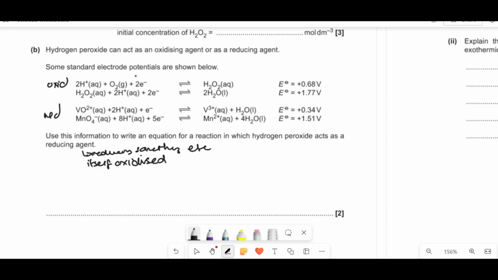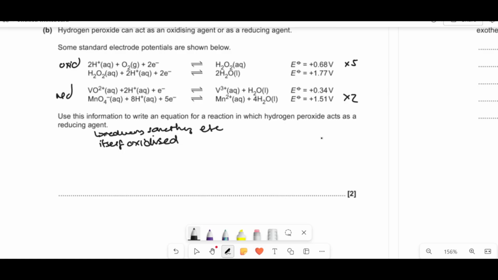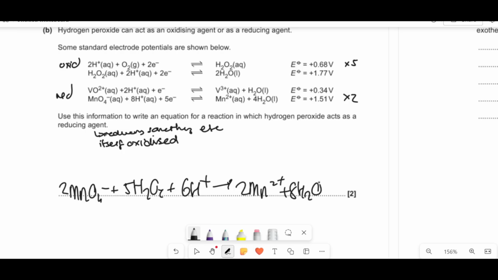So then what you do is you would times this by 5, and then you would times that by 2, and then you would combine them, and then cancel out all your H pluses and your O's. Eventually, you end up with, just for the sake of time, I'll just skip through that, 2MnO4 minus plus 5H2O2 plus 6H plus gives you 2Mn2 plus 8H2O plus 5O2. That's how you do it. There you go.